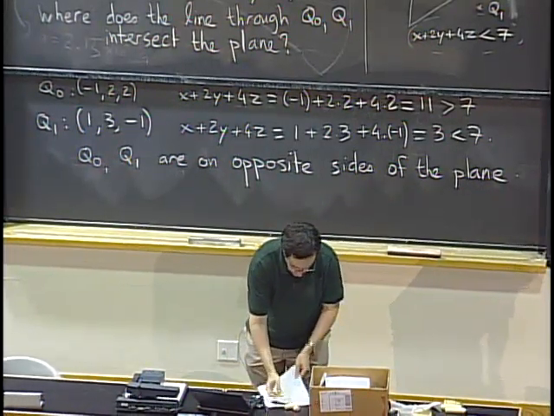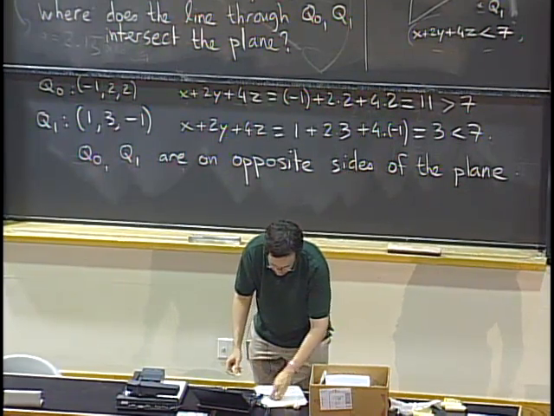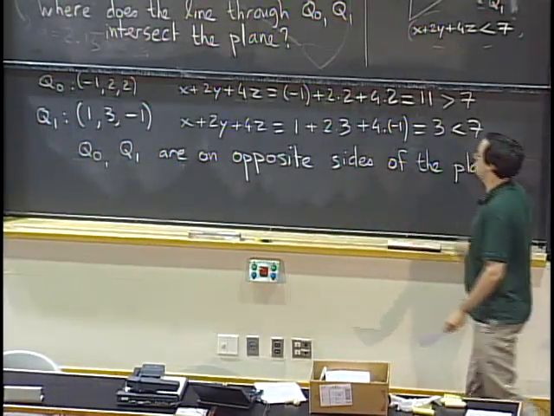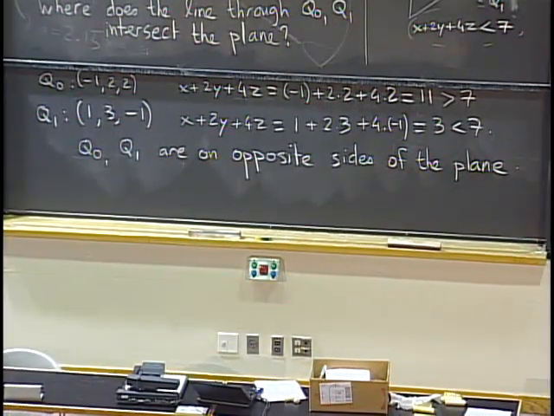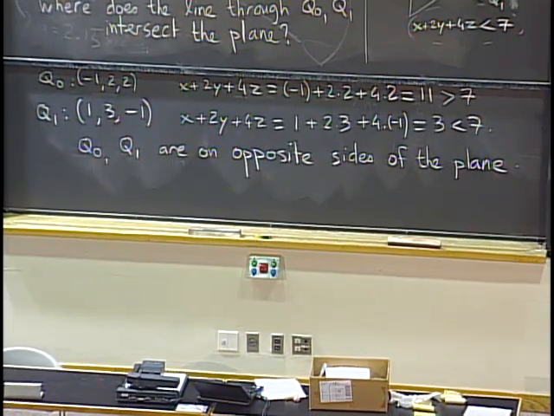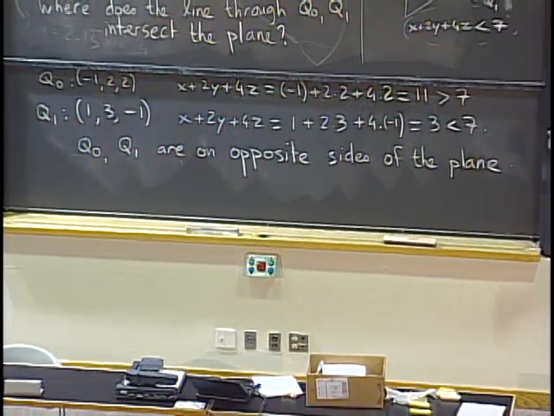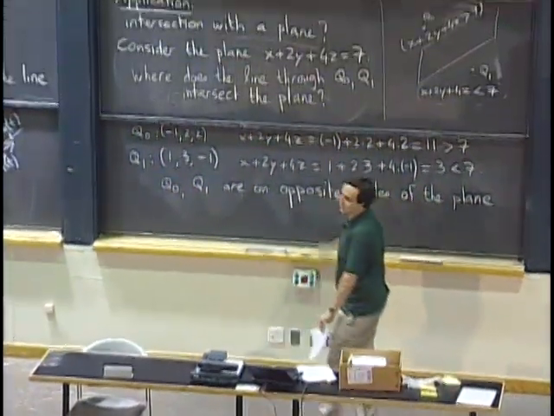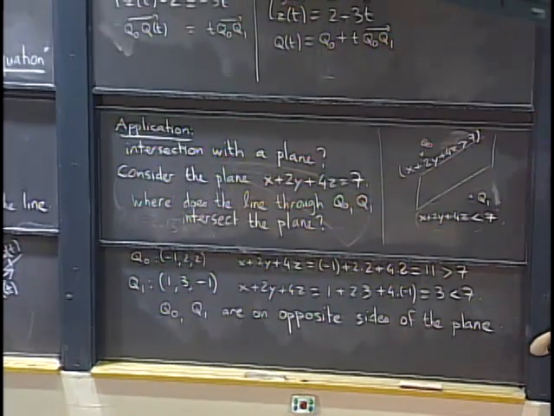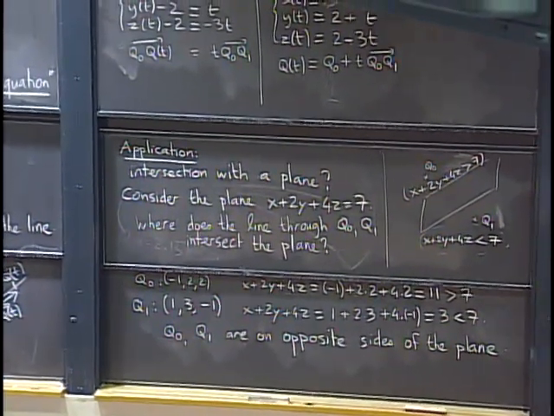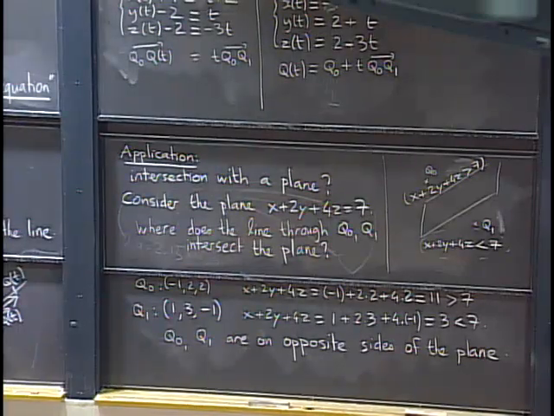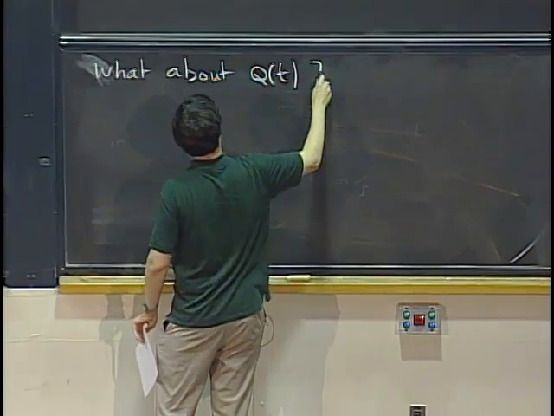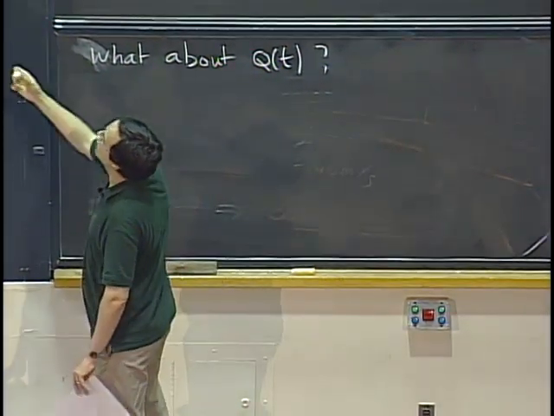Now, that doesn't quite finish answering the question that we had, which was, where does the line intersect the plane? But well, we can do the same thing. Now we know not only the points Q0 and Q1, we know actually any point on the line, because we have that parametric equation up there telling us where the point that's moving on the line is at time t. So what about the moving point Q(t)? Well, let's plug its coordinates into the plane equation.